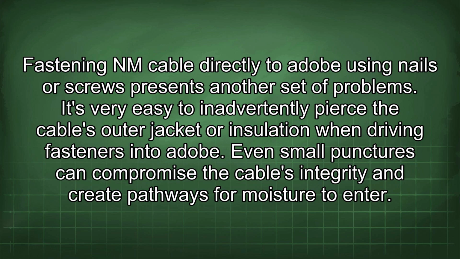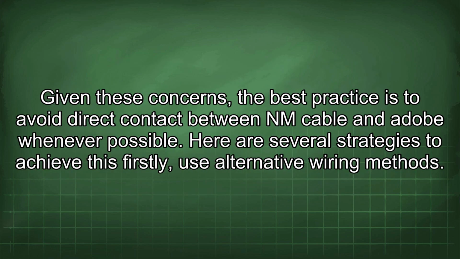Fastening an NM cable directly to adobe using nails or screws presents another set of problems. It's very easy to inadvertently pierce the cable's outer jacket or insulation when driving fasteners into adobe. Even small punctures can compromise the cable's integrity and create pathways for moisture to enter. Given these concerns, the best practice is to avoid direct contact between an NM cable and adobe whenever possible. Here are several strategies to achieve this.